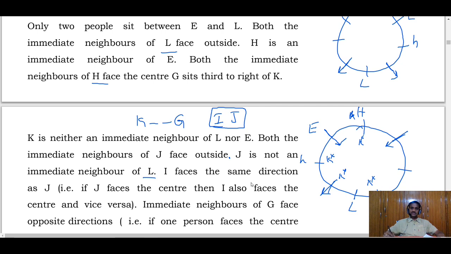Immediate neighbors of G face opposite directions. Where can we have G? Now can we have G at this place? Suppose G is here, then the immediate neighbors of G are facing outside, so not possible here. Here the immediate neighbors of G are facing towards the center. Hence G is at this place. Immediate neighbors of G are facing away from the center.